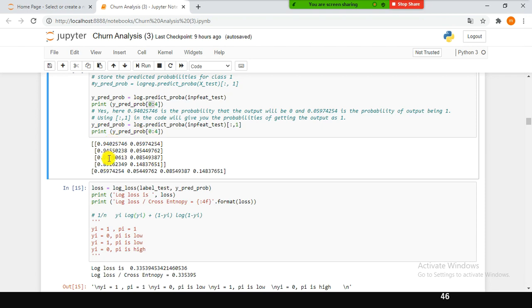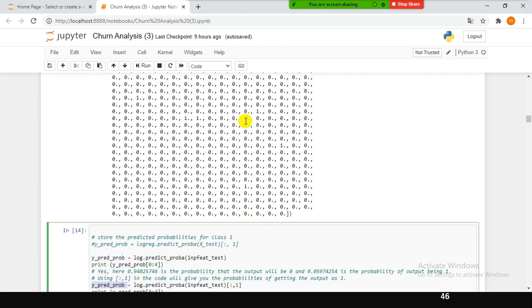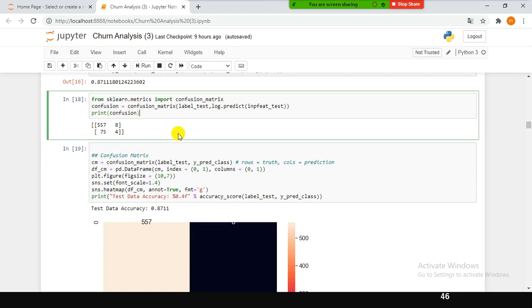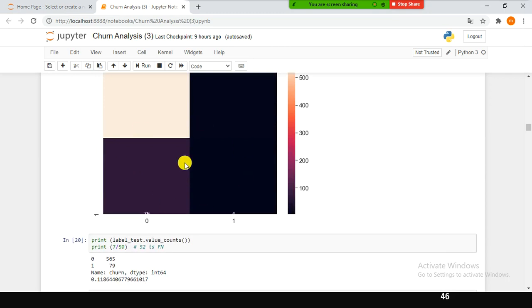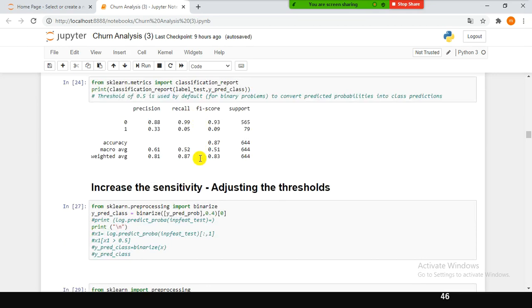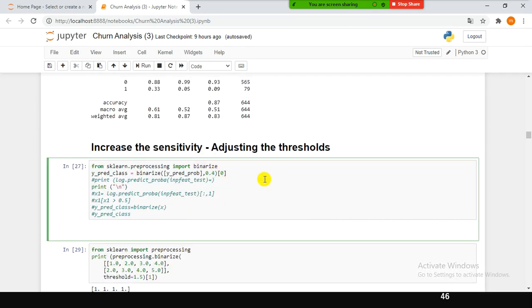True, this is true, this is false, right? So hence I'm using only one here. Display only one. If you look here, these four customers are less likely to churn. The point that you need to remember is that the y pred prob variable is holding the predicted probability, not the predicted class label. Next, I use the confusion matrix. I generated my confusion matrix like this. Now we know how to interpret the confusion matrix. Everything is fine. And next what I'm going to do is adjust the threshold.